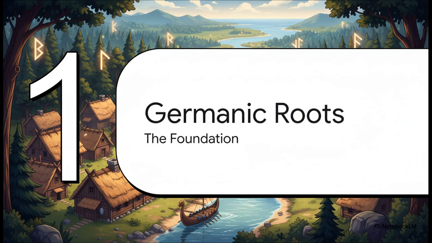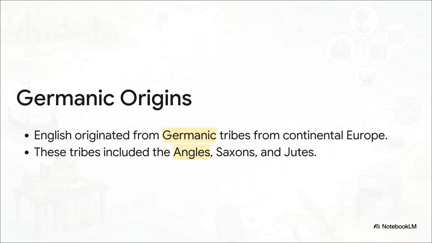Okay, so to really get English, we've got to go all the way back to the beginning. The foundation of it all lies in its Germanic roots. Yup, you heard that right. The language that would eventually become English wasn't originally from Britain at all. It was actually brought over by tribes who spoke Germanic languages, and they came from mainland Europe.